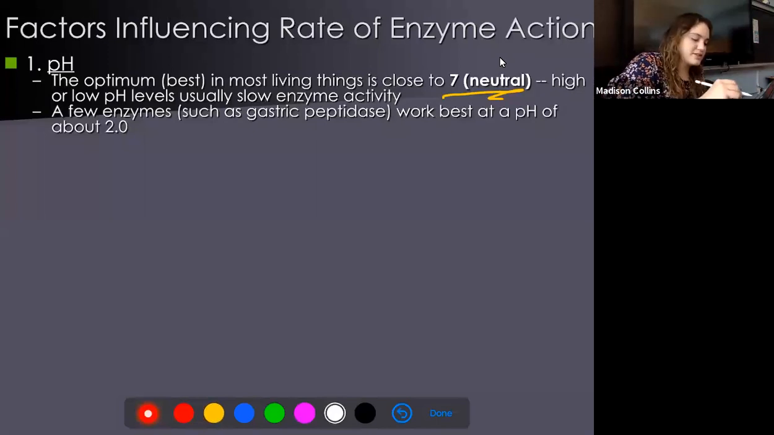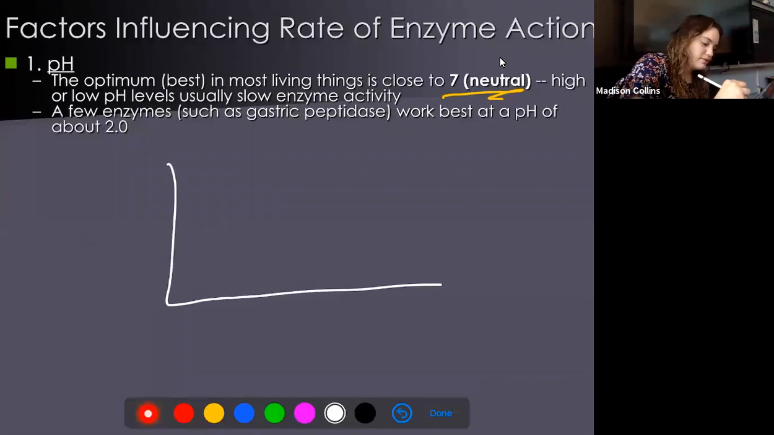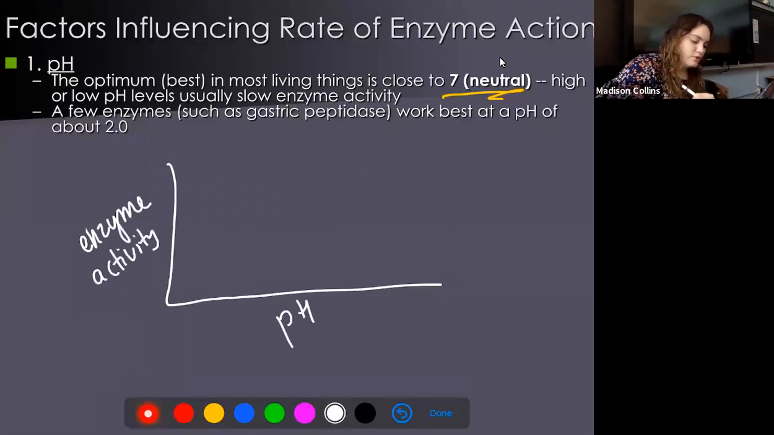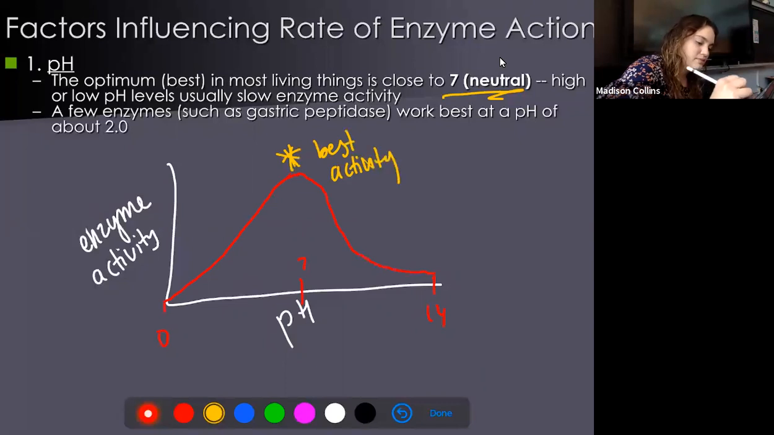So if we were to represent this as a graph with enzyme activity and pH, we would see that action looks something like this, where as pH increases up to 7, we see enzyme activity increasing. But the second we pass 7, that enzyme activity is going to decrease again. Okay, so this would be 0, this would be 14. So the optimum activity, the best activity, happens at a pH of 7.